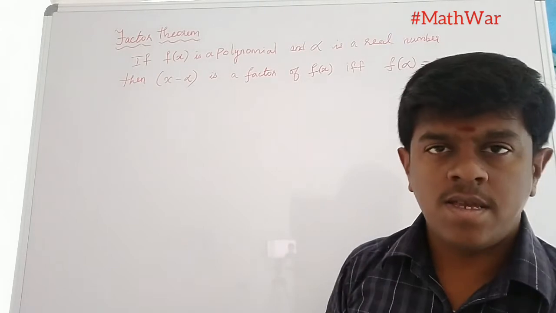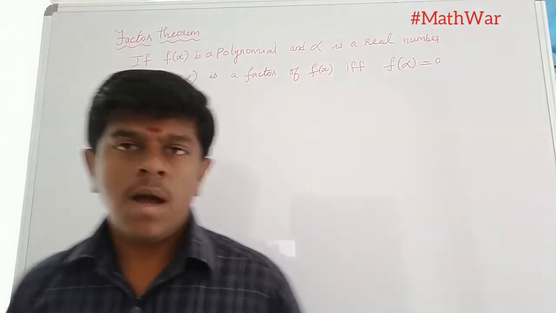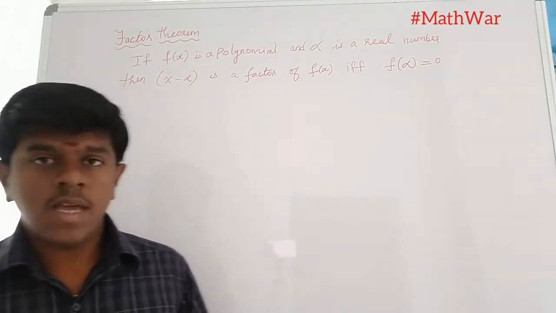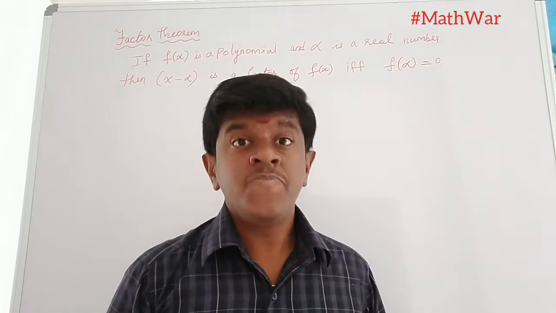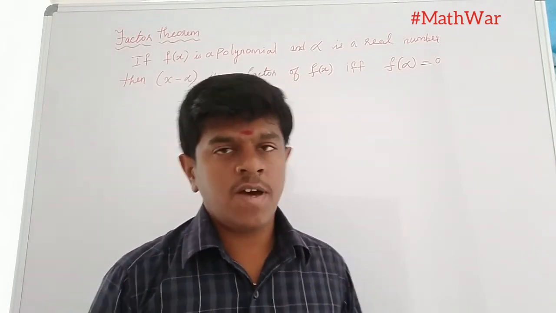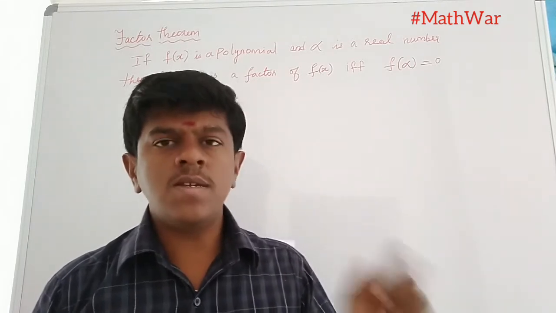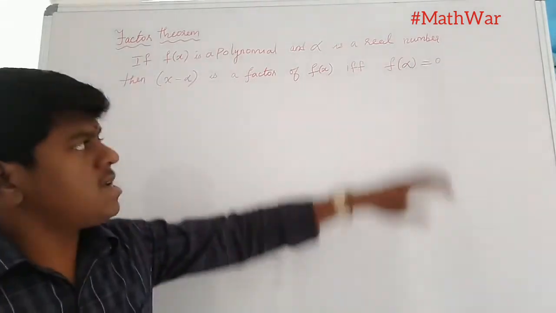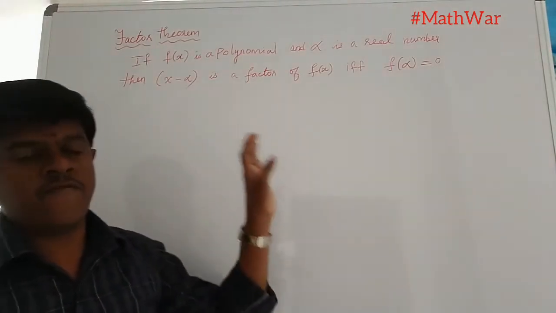Next we will see the factor theorem. Factor theorem states that if f of x is a polynomial and alpha is a real number, then x minus alpha is a factor of f of x if and only if f of alpha is 0. Simply saying, if the remainder comes as 0, it is said to be a factor. If the remainder comes as 0, x minus alpha is a factor of f of x.